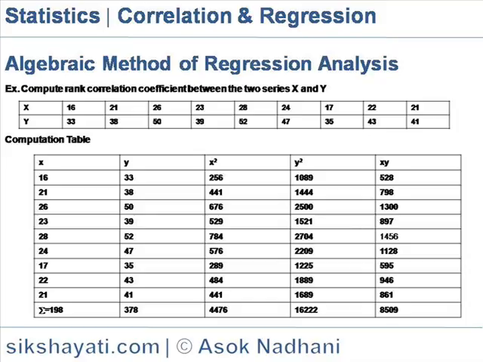Compute the regression equations between the two series x and y. The table shows the values of x and y. The first row shows x and the second row shows y. These values are put in the table. In the first column the values of x are put, in the second column the values of y are put, the third column shows the value of x square, the fourth column shows the value of y square, and the last column shows the value of xy. The last row shows the total, the sigma value of the respective column.